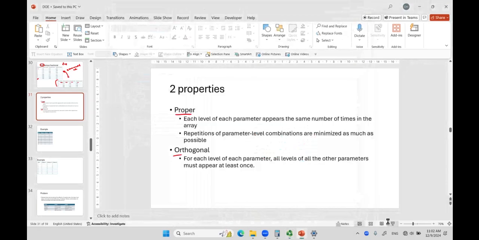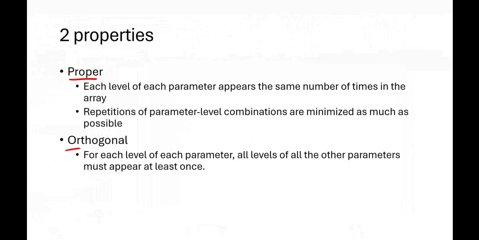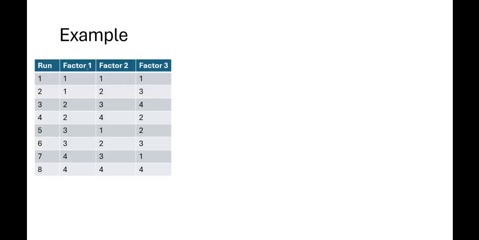Okay, so now let's talk about the properties of the Taguchi design, fractional one. We have to make sure that everything is all right with our design. The first thing is that each level of each parameter should appear the same number of times. Second, you have to have the minimum number of repetitions of parameters. We'll talk about this one as an example. Third, orthogonality: we have to test all levels of the parameters. So let's go back and see one example.